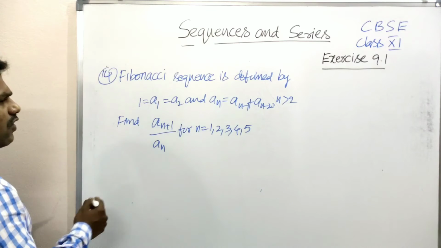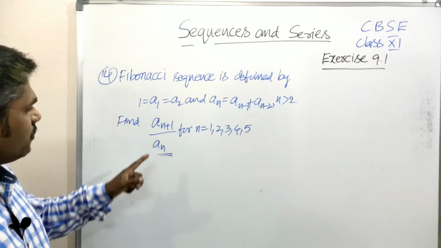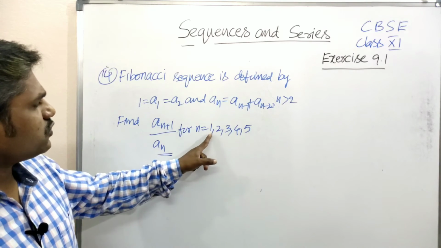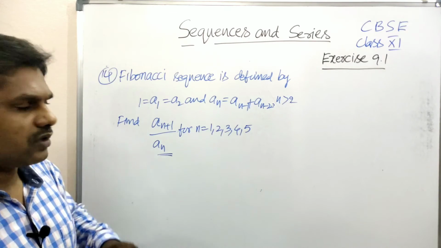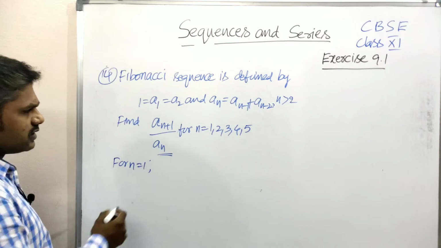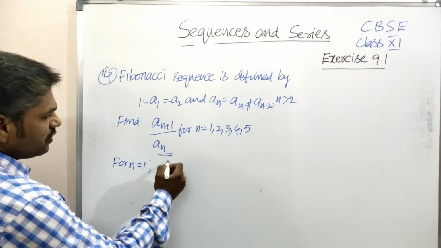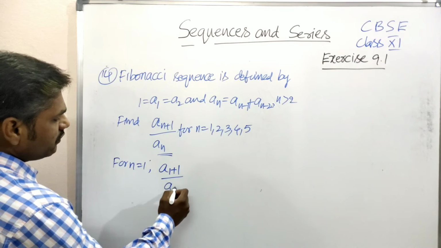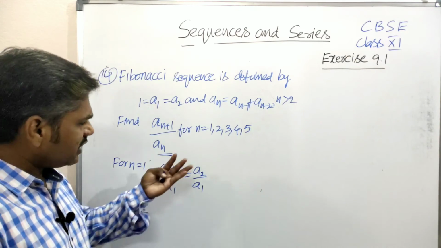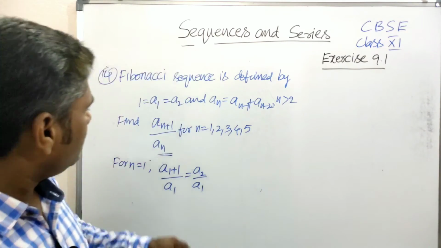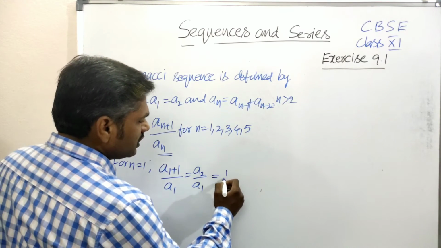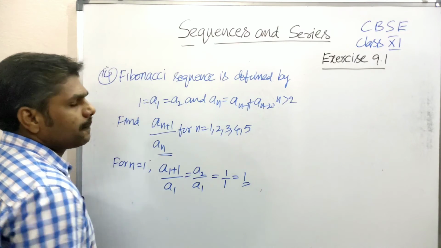Now they are asking for the ratio of the (n plus 1)th term to the nth term for n is equals to 1, 2, 3, 4. Now I am taking n is equals to 1, it will become a(1 plus 1) by a1, that is equals to a2 by a1. This is nothing but the ratio of the second term to the first term. They have already given a2 and a1 both are equals to 1, therefore 1 by 1, which is equals to 1.